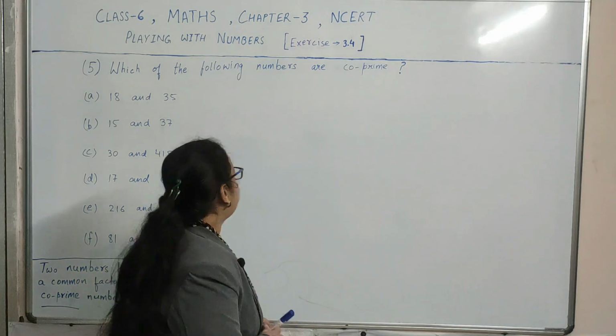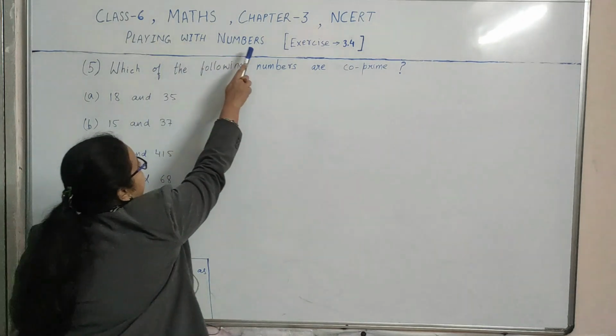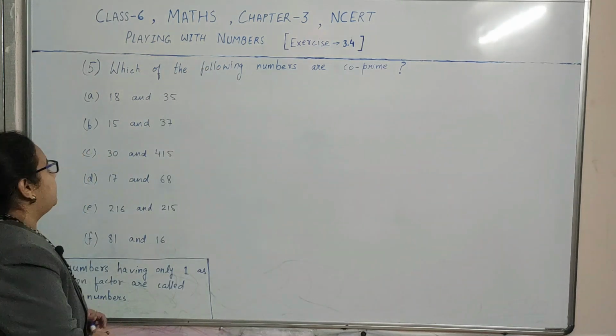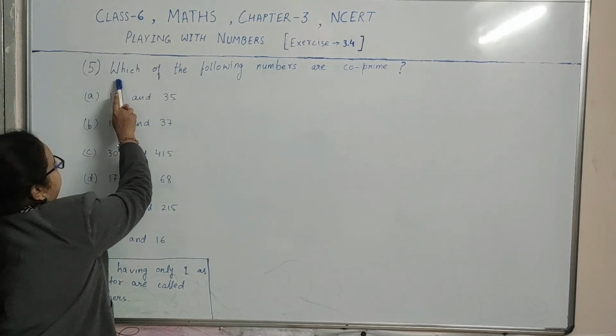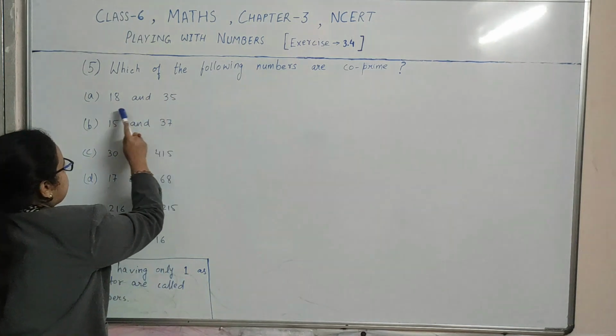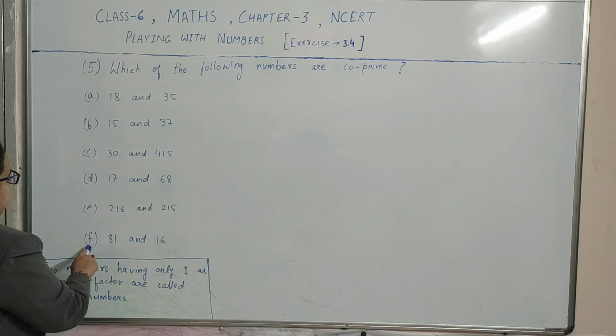In today's class, we will do question number 5 of exercise 3.4 from the 6th class Maths NCERT book, chapter number 3, which is Playing with Numbers. This is question number 5: which of the following numbers are co-prime. These numbers are given. The parts are A, B, C, D, E and F.